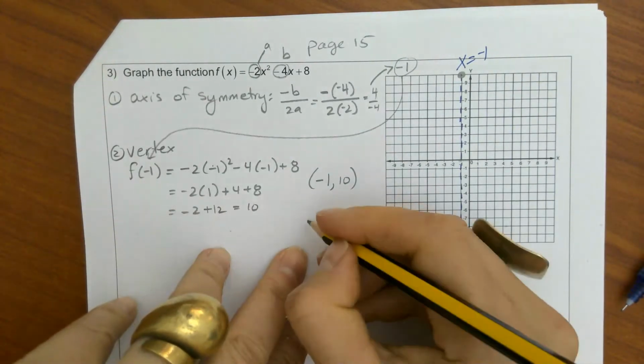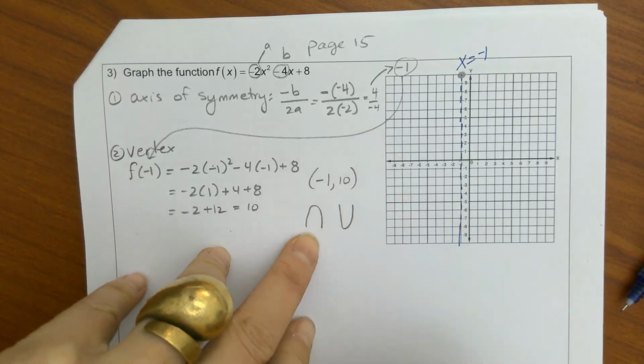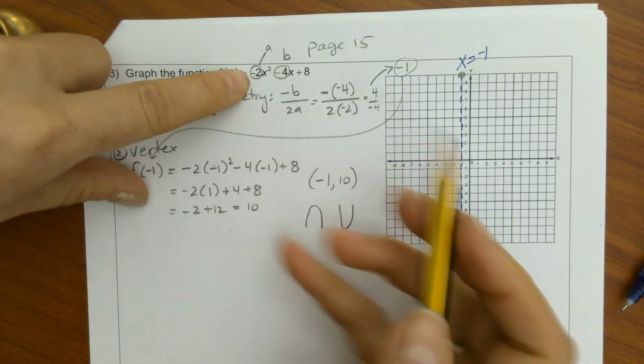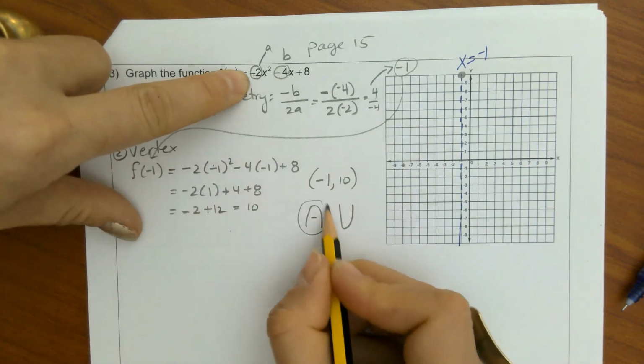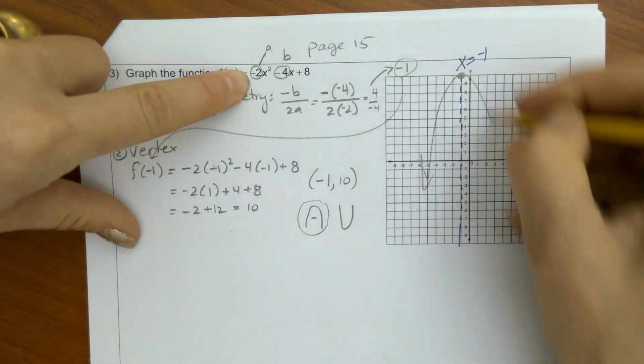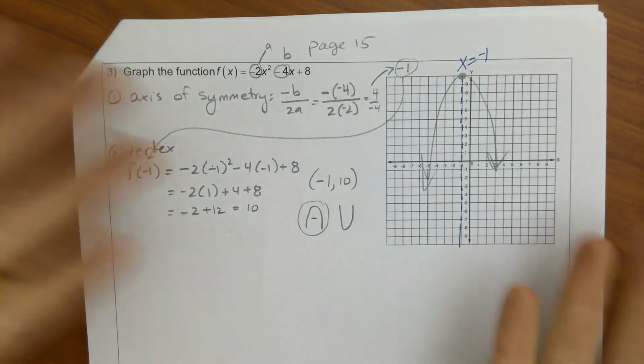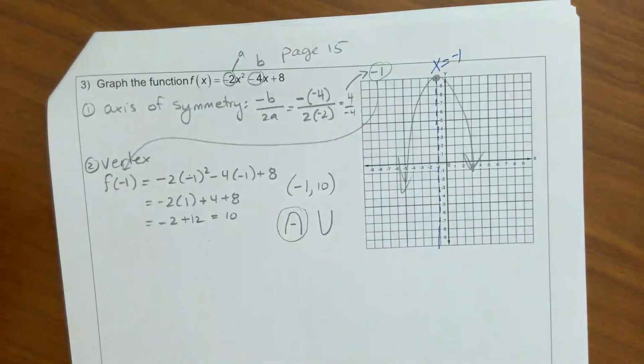Now I have to think, is it opening down or up? If I look here, there's a negative in front of my x squared. So it's going to be opening down. It's going to look something like this. It's good to think that first, because then you sort of know what you're drawing.